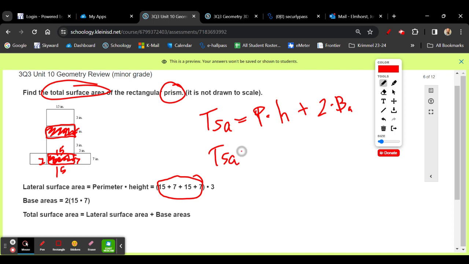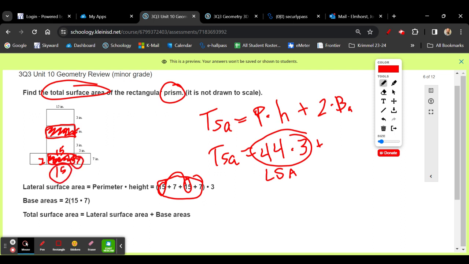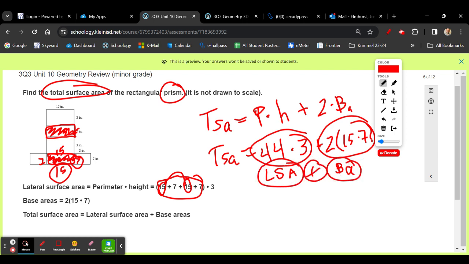For the total surface area, first we need the perimeter. 15, 15 is 30, and 7 and 7. So we got 44 times 3. That'll give us the lateral surface area. And now we need the base area. The base area is going to be 7 times 15. And then there's 2 bases, so we're going to multiply that by 2. So this is the base area. Find the lateral surface area, the base area, and then add them together.